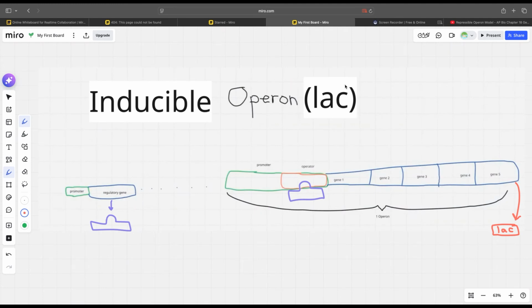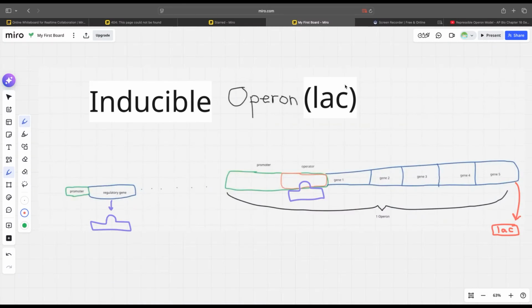Okay, so in the last video we went over the repressible operon models and the basics of operons and what an operon is. So I'm not going to go over that again in this video because I'm assuming you already watched that one. If not, go back and just watch the initial parts of that video to understand. But we're going to jump right into the inducible operon model.